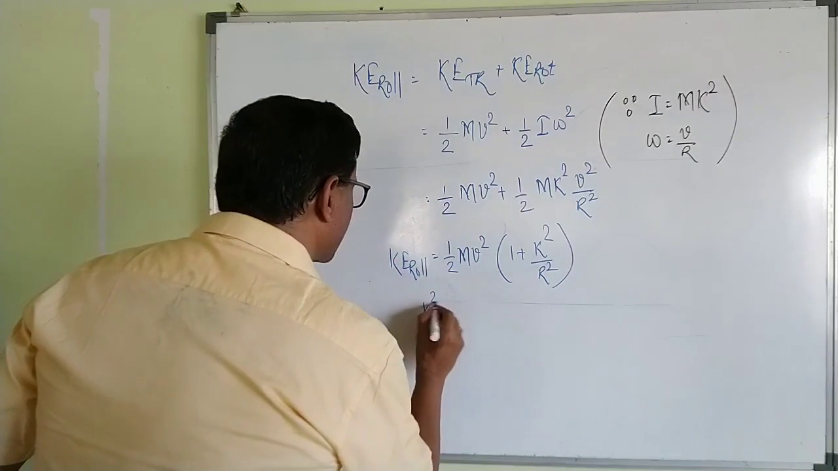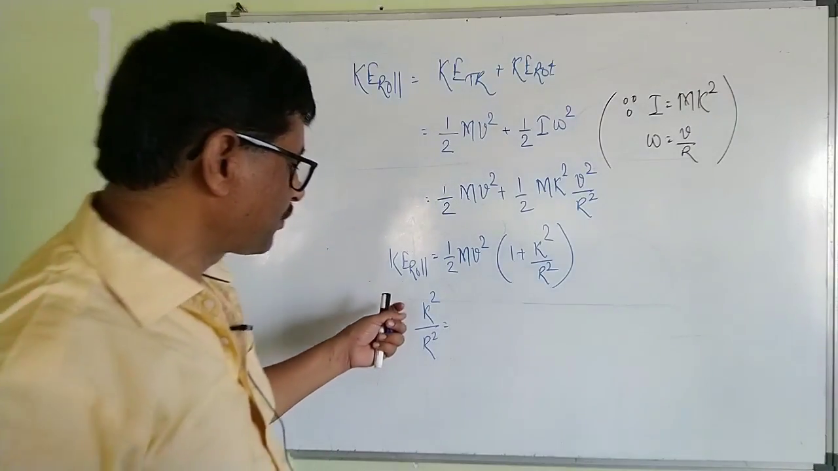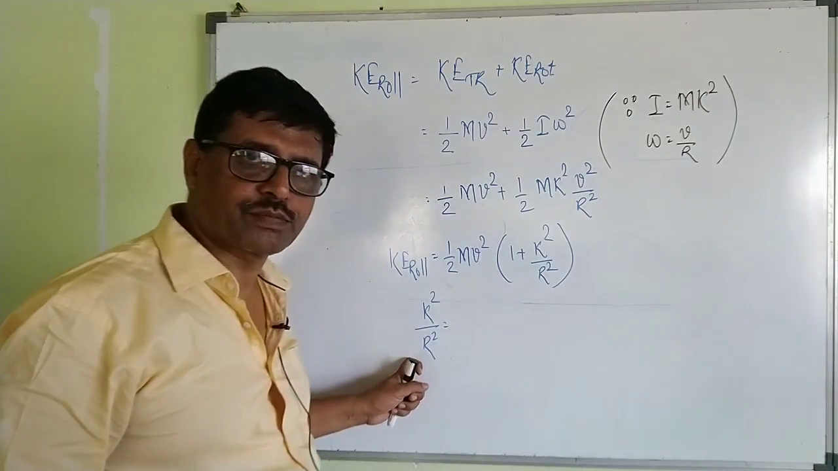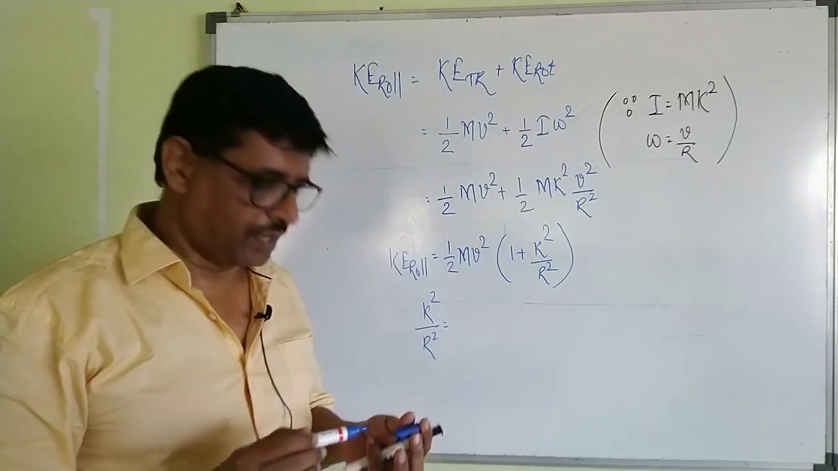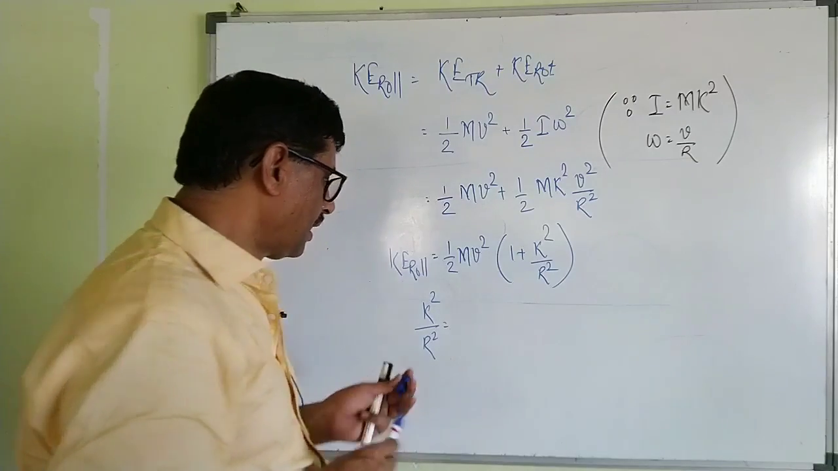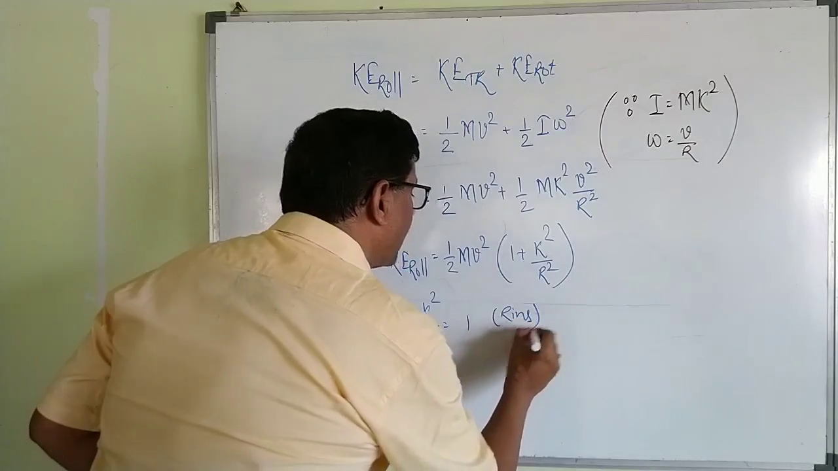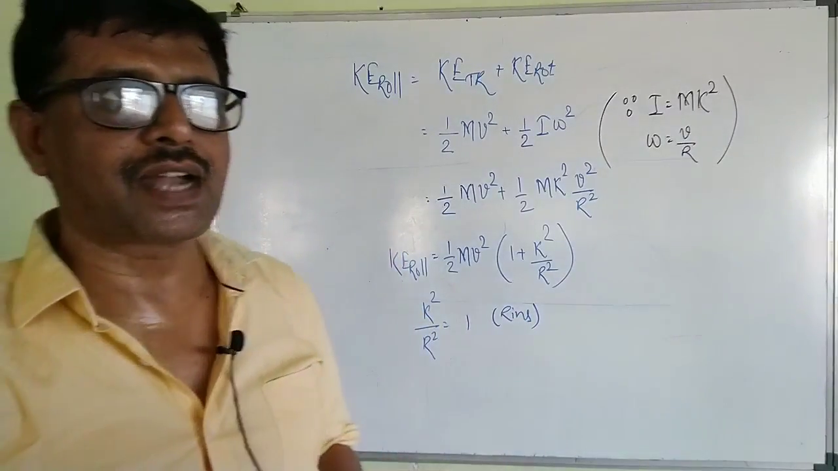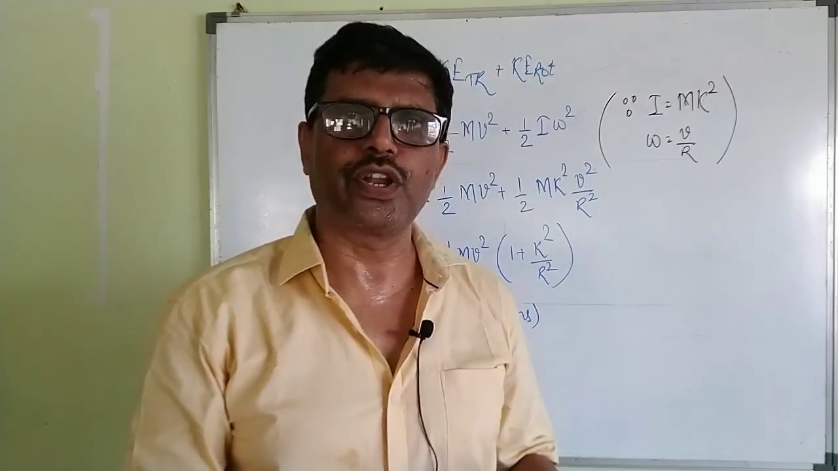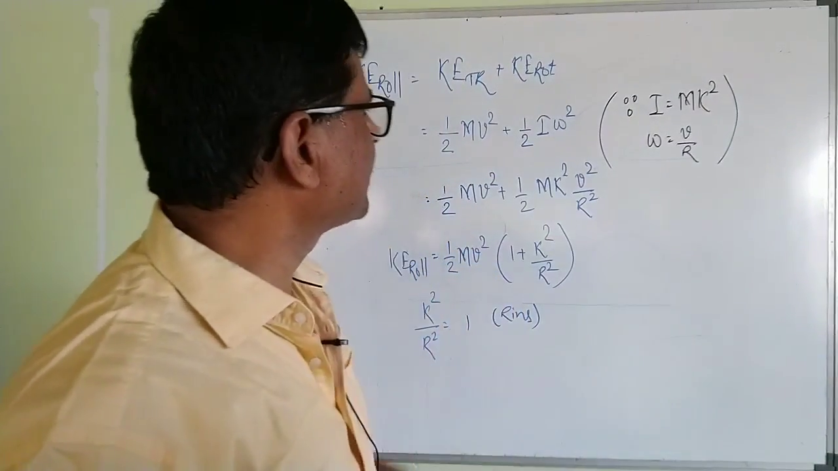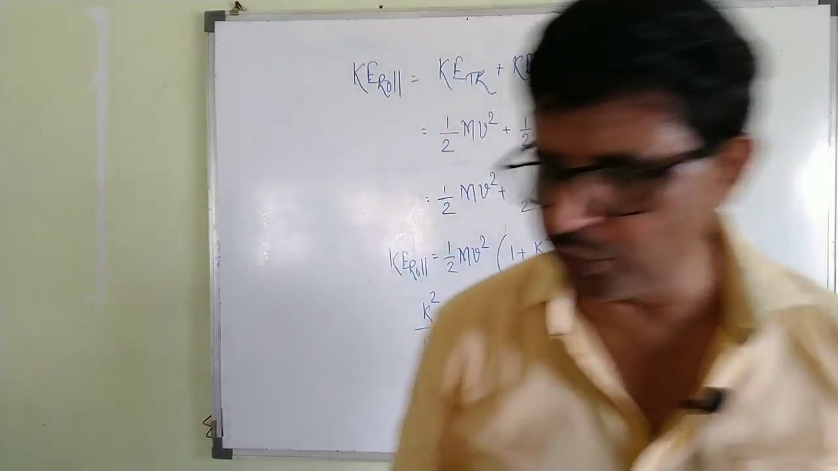The value of k square by r square is the ratio of the square of the radius of gyration to the square of the radius of the moving object. It will be different for different objects. This will be 1 for a ring, and k square by r square will be 1 by 2 for a disk. Like that you can find out for different objects, and like this you were able to get the kinetic energy of a rolling object. Thank you very much.